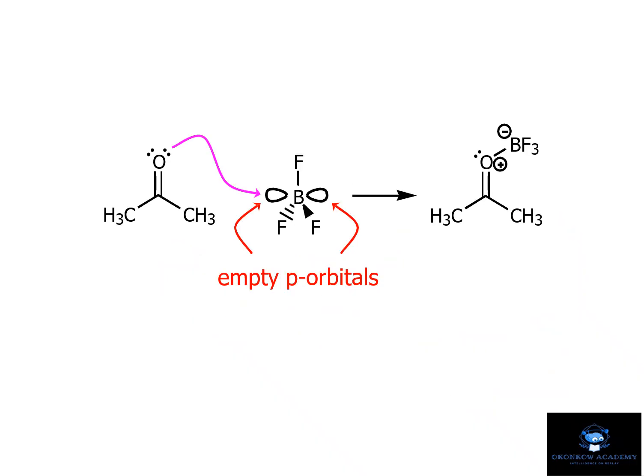Here is another example: acetone reacting with boron trifluoride, BF3, a classic Lewis acid. BF3 has an empty p orbital on boron, making it electron deficient. The oxygen in acetone donates a lone pair into that empty orbital, forming a dative bond. The result is a Lewis acid-base adduct. This is a preview of Lewis acid-base chemistry, which we will revisit in detail.